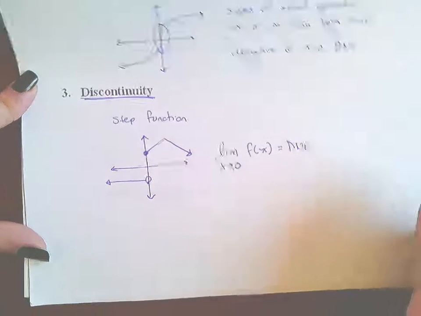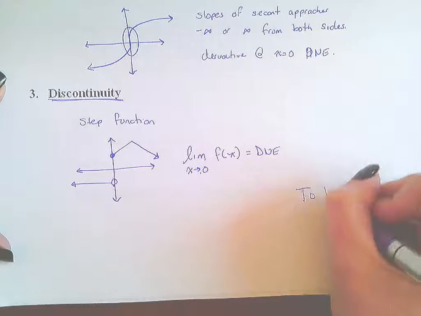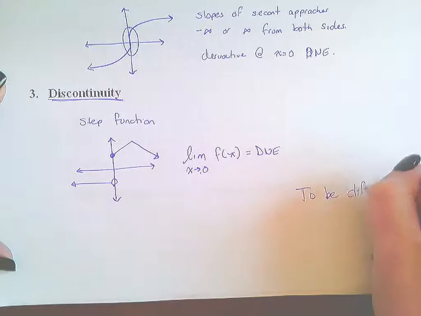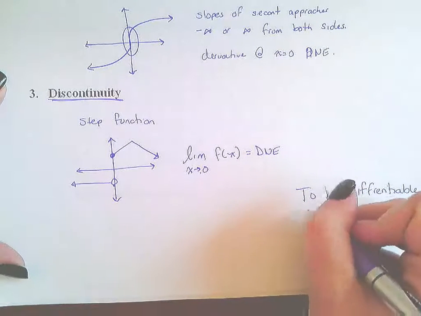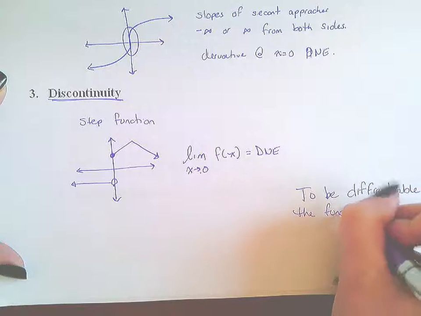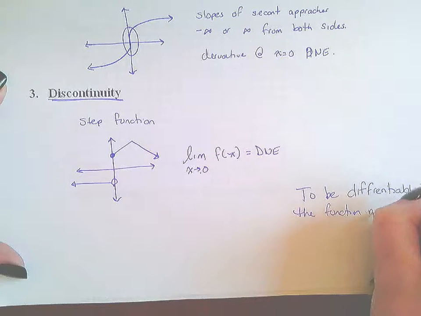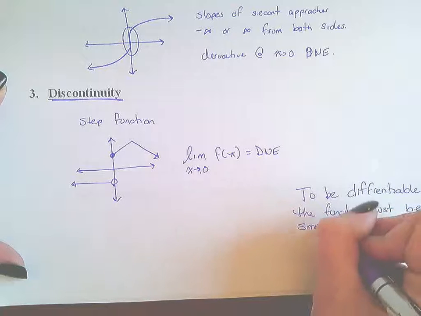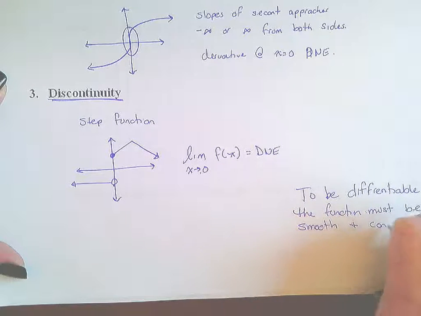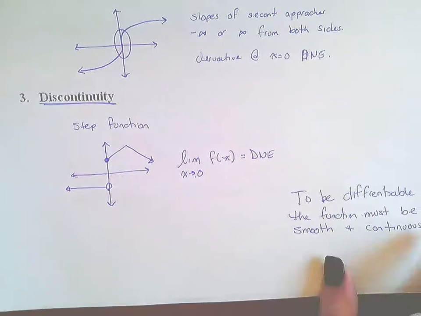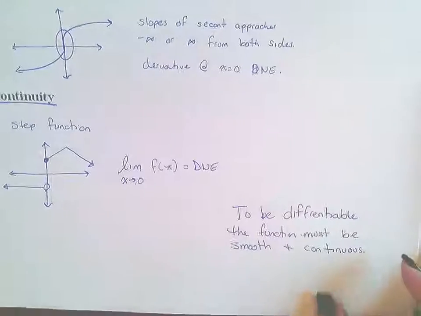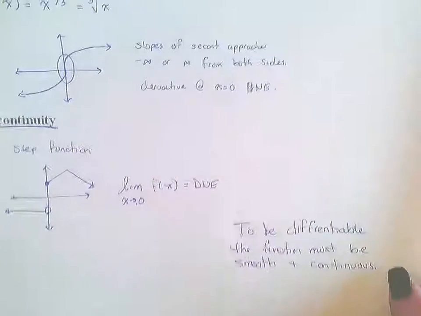And the whole idea is, to be differentiable, the function must be smooth and continuous. Okay, so it must be smooth and continuous.